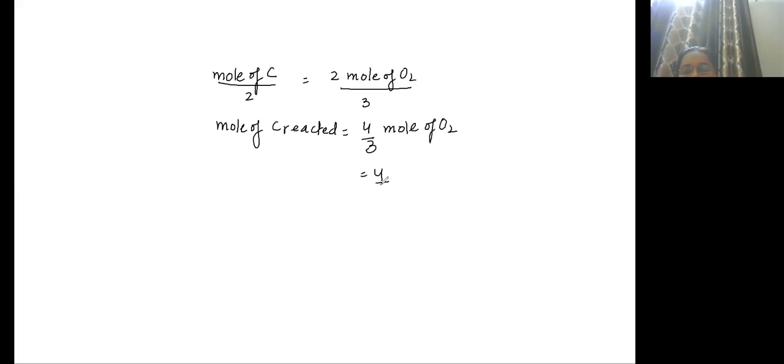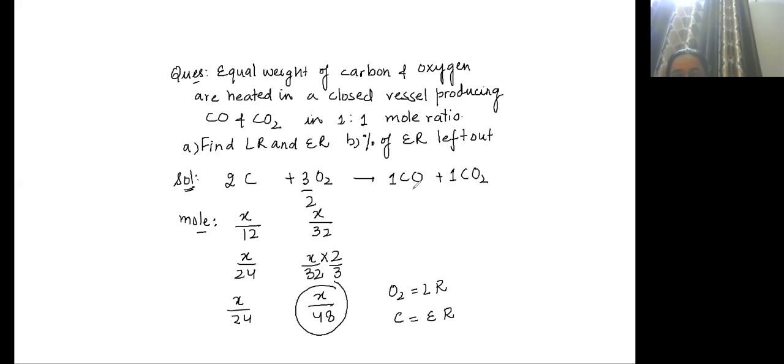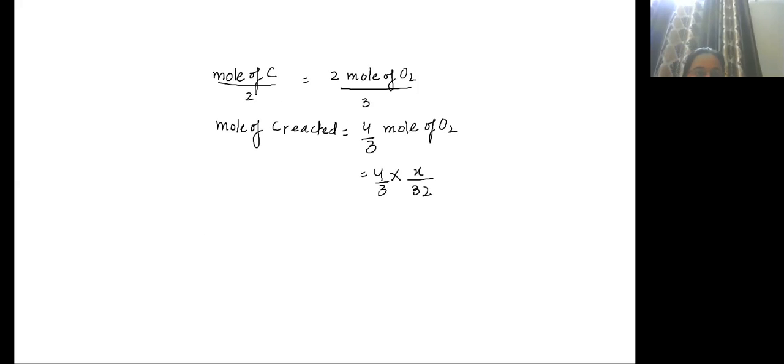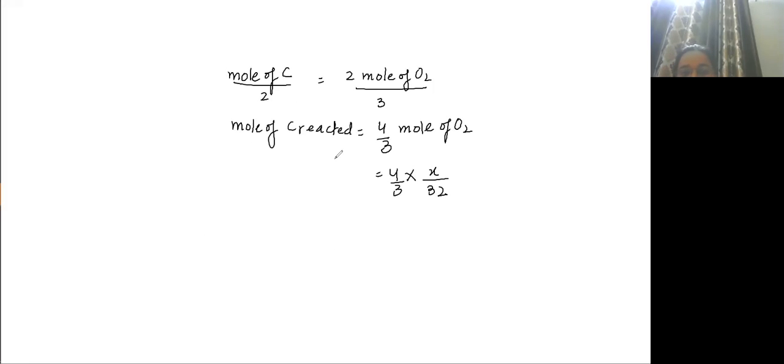So what is moles of oxygen? Moles of oxygen is x by 32. So this is equal to 1 by 8. So moles of carbon reacted is x by 24. Now you have to calculate the percentage of ER left behind. So first calculate the moles of ER left.